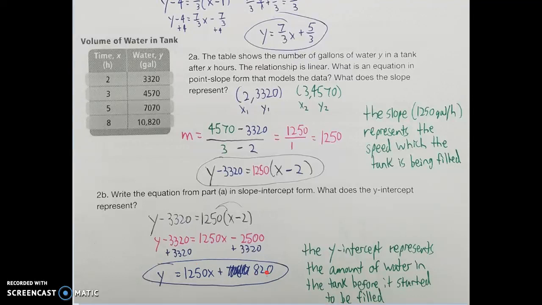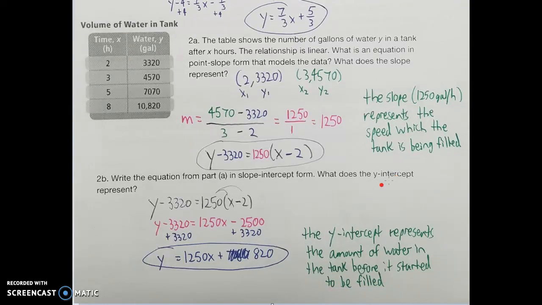Y-intercept would be 820. And in this situation, what we're talking about for y-intercept, remember, that's what happens when your x is 0. So at 0 hours, we had 820 for gallons. 0 hours just means we haven't started filling it yet. So in this situation, the y-intercept is going to represent the amount of water that we had in that tank before we started filling it. So when time was 0.